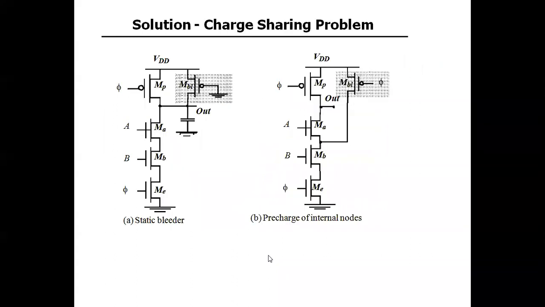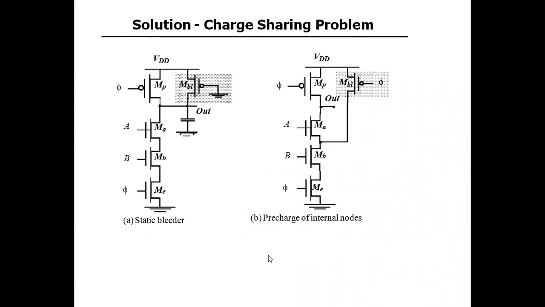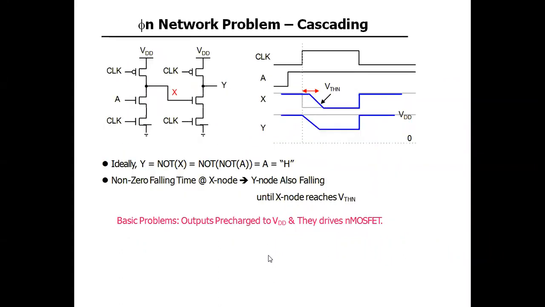So how many problems have we discussed related to this? Leakage current, charge sharing, then clock feedthrough, right? And the fourth one is cascading. What is cascading? Outputs are already pre-charged to VDD, and they drive an NMOS transistor. So this is the basic problem of cascading.